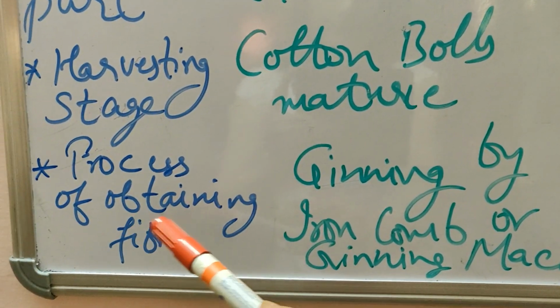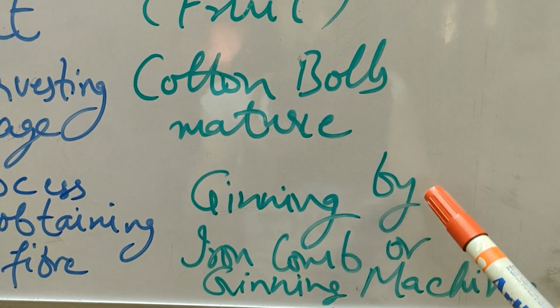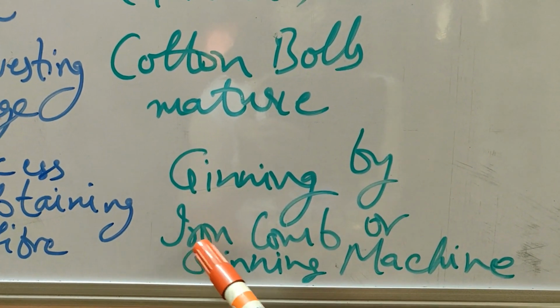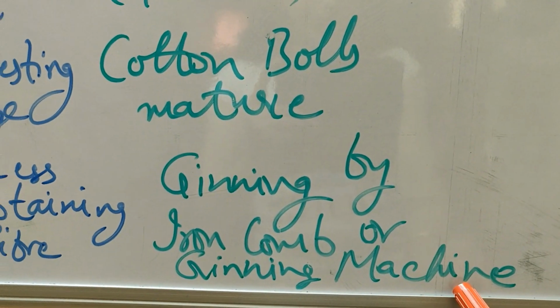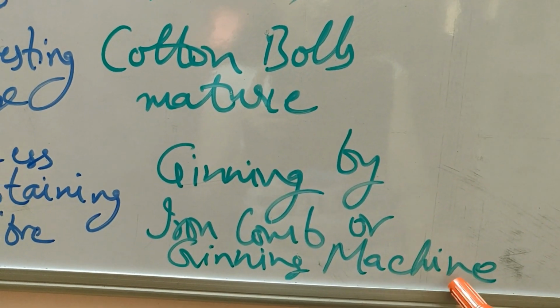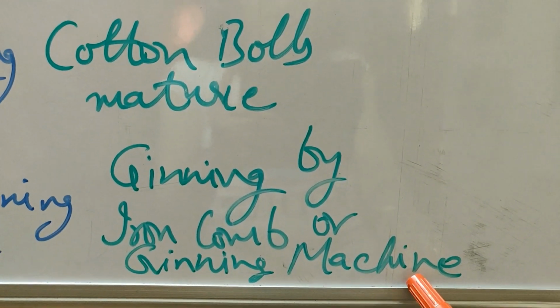Okay. Then come to the process of obtaining the fiber. The fiber is obtained by the process of ginning. Either it can be done by hand using an iron comb, or it can be done by a ginning machine. Ginning machines are nowadays run in the fields itself. As you can see from the pictures, you will understand this.